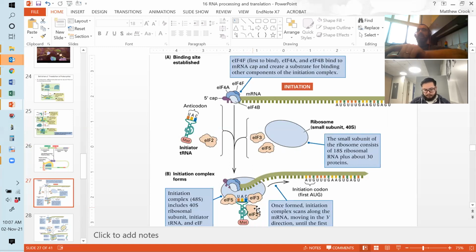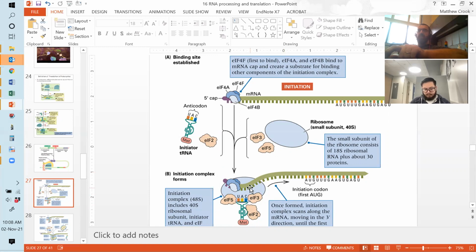So what we're going to do now is use this kind of like a barcode scanner. This small subunit will process or scan along the mRNA until it finds a match. And when it does, ta-da, that's the start codon. So as you can imagine, there are no start codons in the 5' UTR.